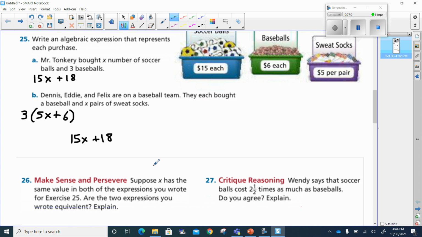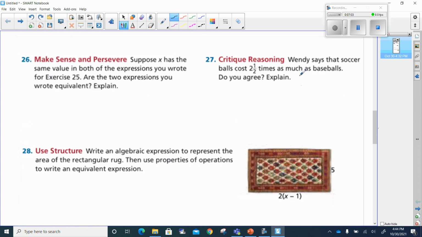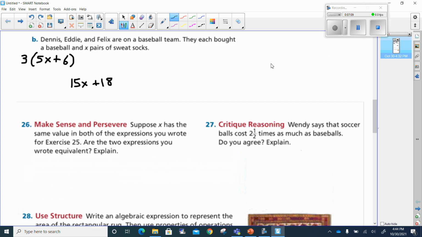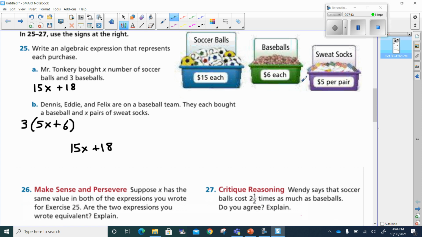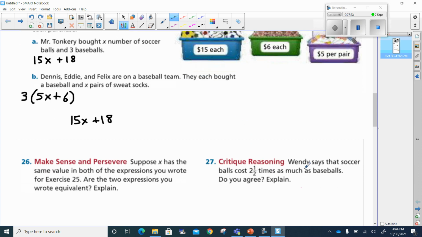All right, I got number 27. Wendy says that soccer balls cost 2.5 times as much as baseballs. Do you agree? Well, soccer balls are $15 and baseballs are $6. So if I multiply a baseball times 2.5, well, I get $15. Let's find out. $6 times 2.5.